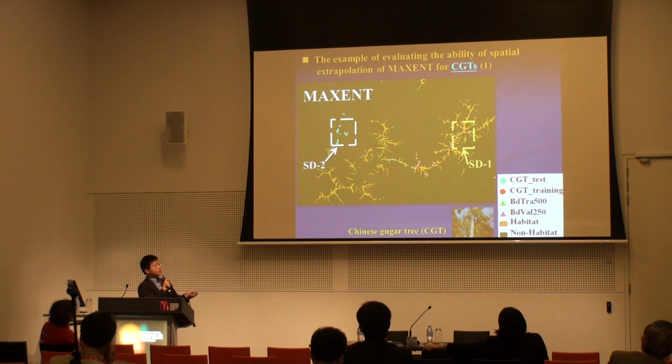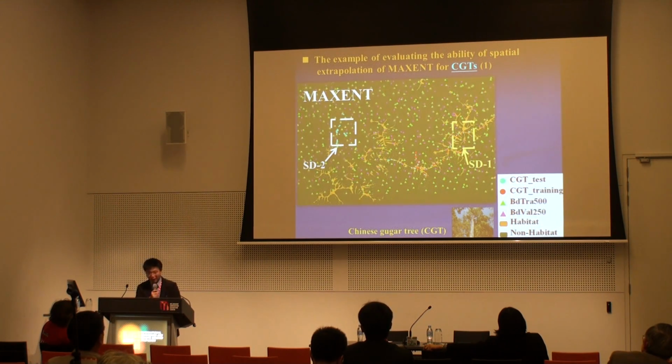Please see the prediction map. The orange color means suitable habitat, and the dark green is non-suitable habitat. The red and sky blue points are our target species points, and we added background non-suitable habitat. Let's check the SD1 case for the CGT subspecies.